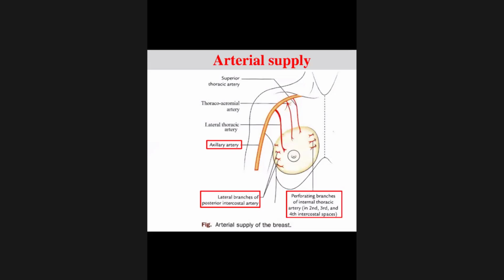The axillary artery has different branches. Lateral thoracic artery is the longer branch. These axillary artery branches supply the mammary gland. Mainly these three arteries: there are branches, but from three different arteries. One is the branches from the axillary artery, another is the branches from the posterior intercostal artery, and the third is the mammary artery or internal thoracic artery. The internal thoracic artery's other name is the mammary artery.